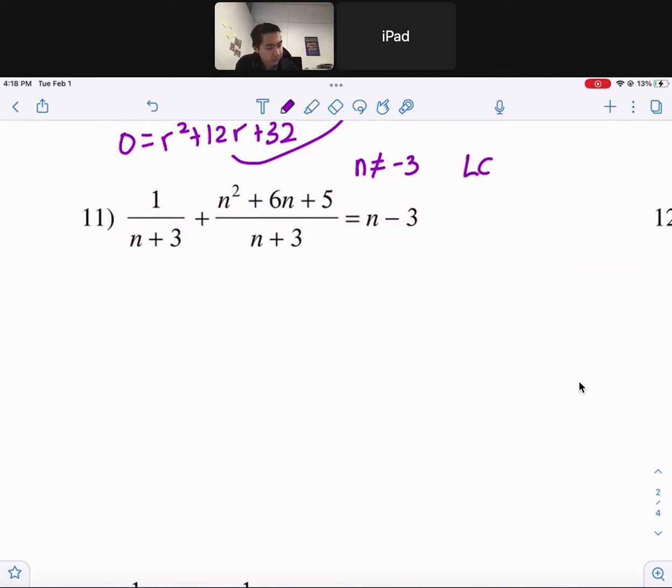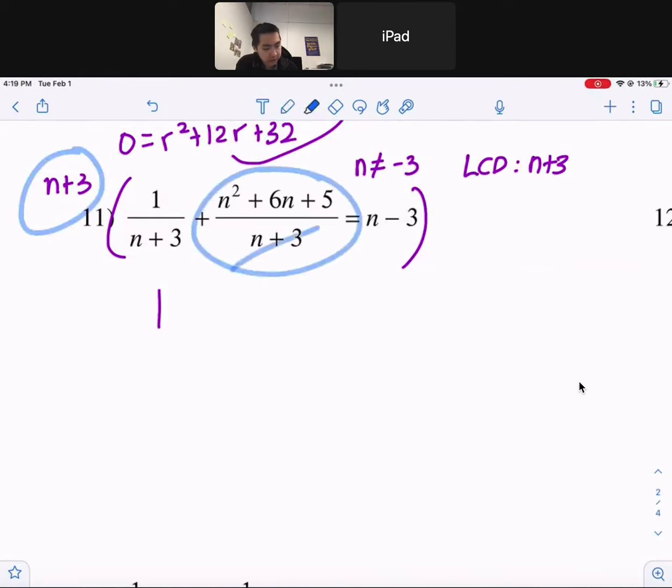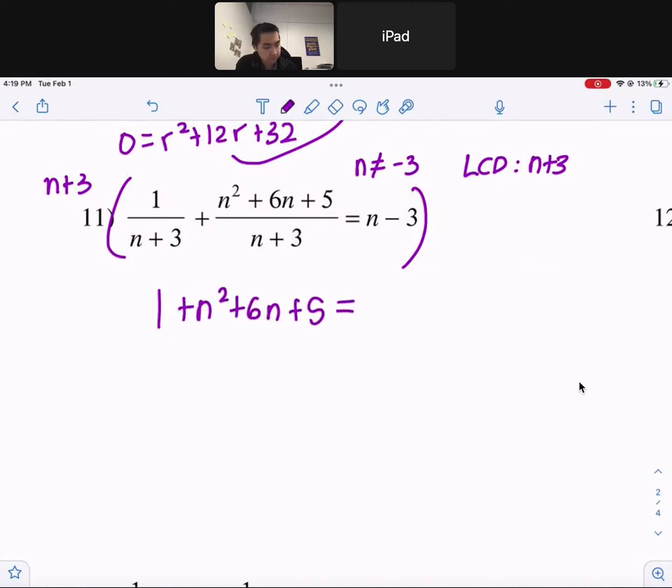So the LCD is n plus 3. We're going to multiply the whole thing by n plus 3. This one times this one, the n plus 3's cancel, so you just get a 1. This one times this one, the n plus 3's cancel, and we get n squared plus 6n plus 5. When we multiply this one times this one, there's nothing to cancel, so you have to multiply n plus 3 times n minus 3.